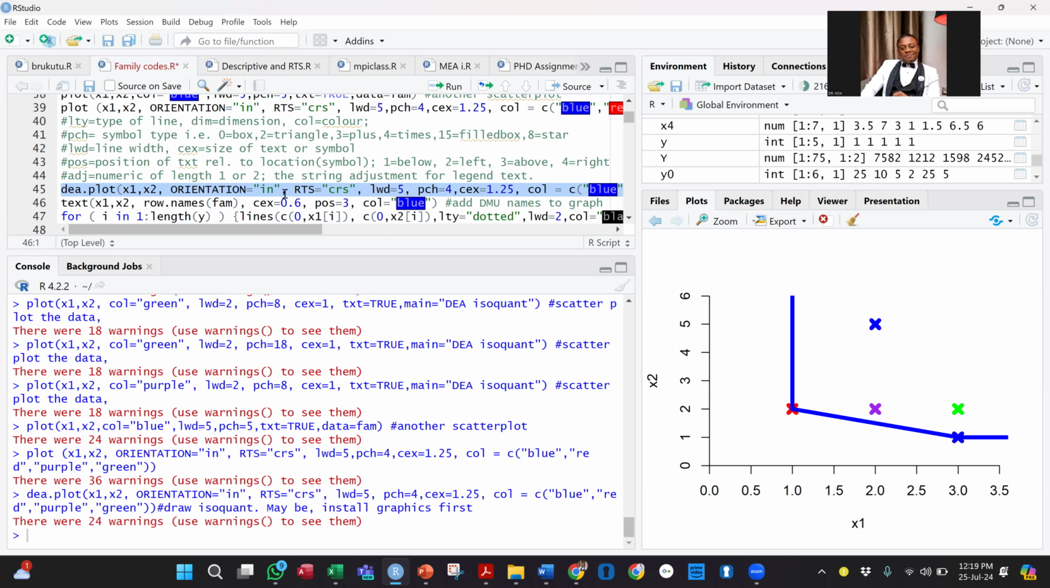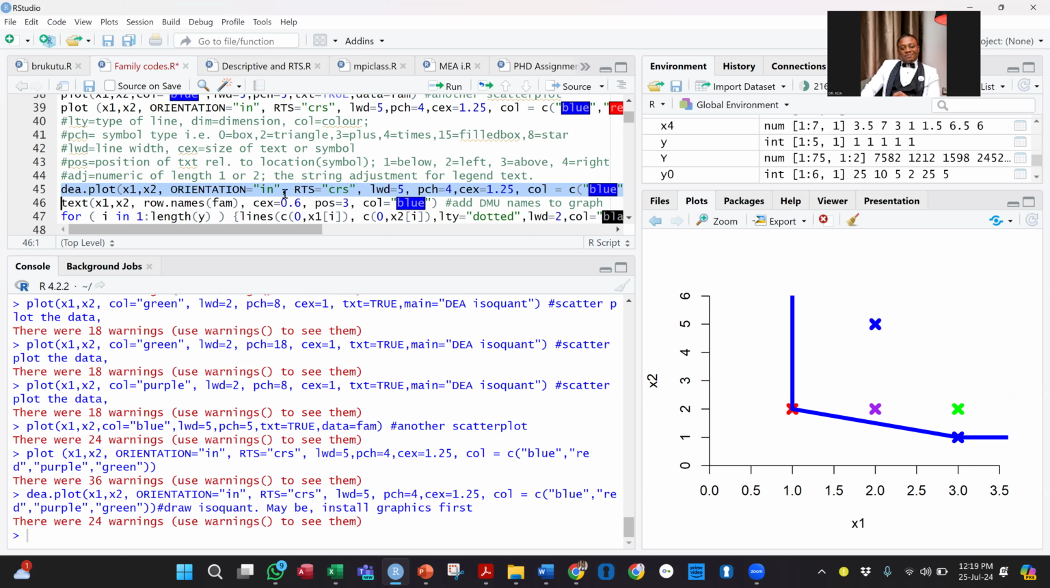So that's the next important thing we are going to do. We're going to draw the radial lines. We're going to label the DMU. Now remember, this is only possible in the two variable case. One input, one output, or two inputs, or two outputs. Have we done this? Okay, good.